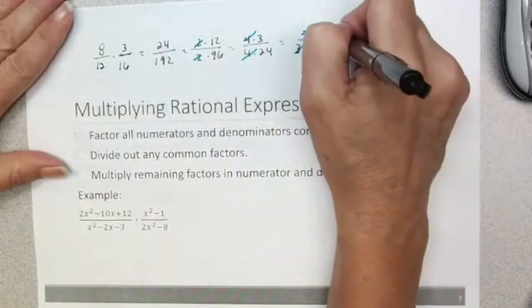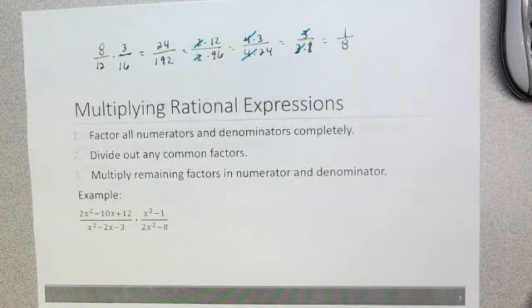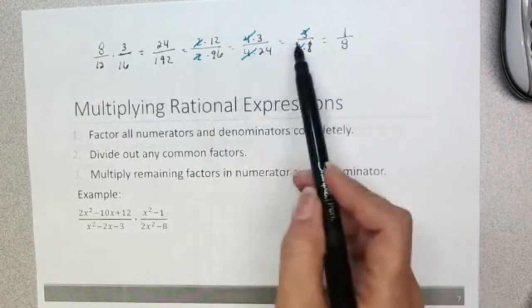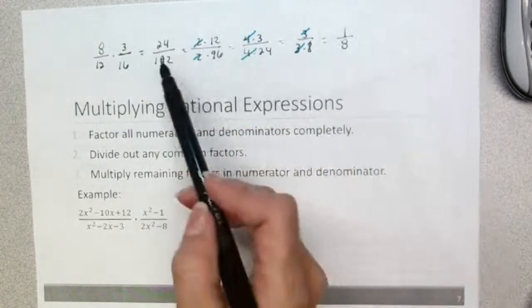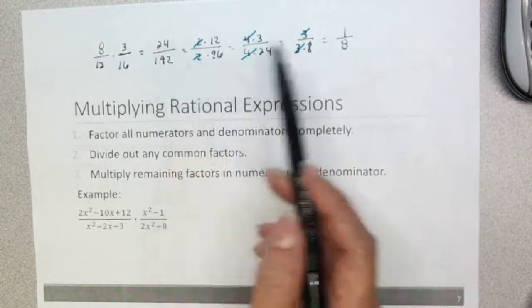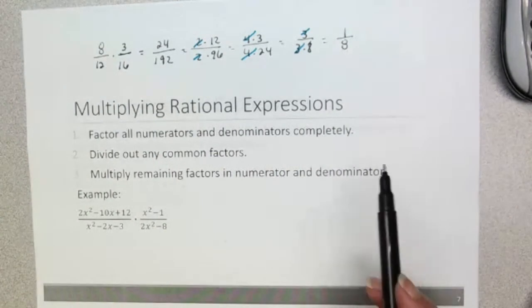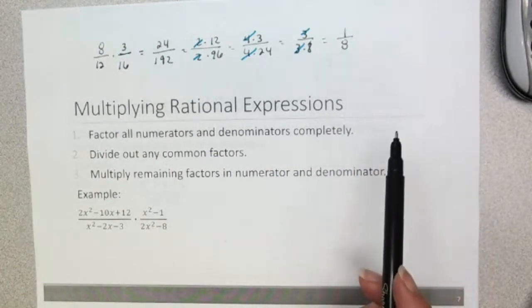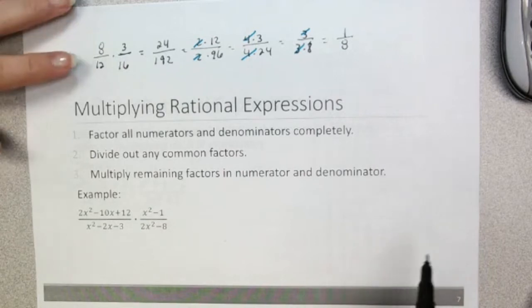Okay, so that took a lot of work. It took a lot of work to simplify that 24 over 192 down to 1/8. If I'd noticed right away that 192 is 8 times 24, I could have saved myself some steps. But it doesn't matter. I get to my end result eventually anyway, right?